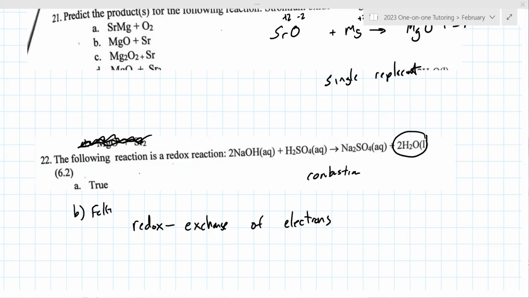All right, number 23. The actual answer for that is A. I put B. It's a redox reaction. So it is actually a redox reaction, so there is an exchange of electrons. Well, okay, it's kind of like the oxidation stuff we were doing earlier. Let me show that to you here.